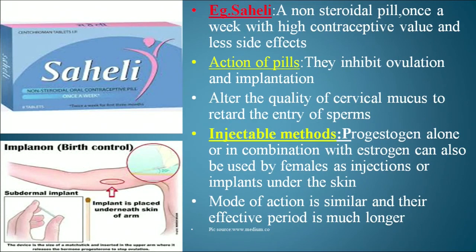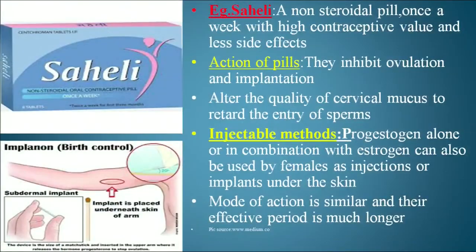Next comes the injectable method. Progesterone alone or in combination with estrogen can also be used by females as injections or implants under the skin. Their mode of action is similar to the pills, but their effective period is much longer than the pills. The second photo is showing you the picture of implants, which come under the brand name Implanon.